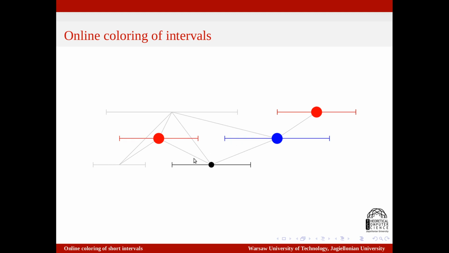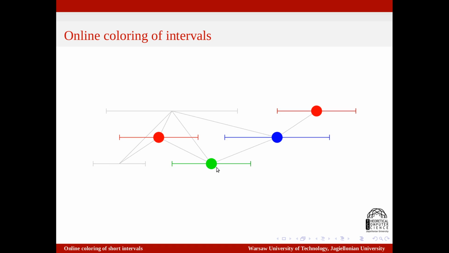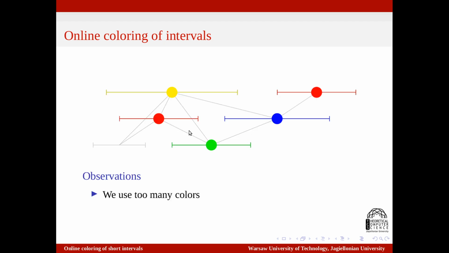And what happens next is this interval here, and for this interval we can't use color red, we can't use color blue, so we color it green. And for the next interval we can't use color red, we can't use color blue, and can't use color green, so we need to use a new fourth color. It will be yellow. And at this point we used four colors for a set of intervals that can be colored using three colors, as we did in the previous slide.